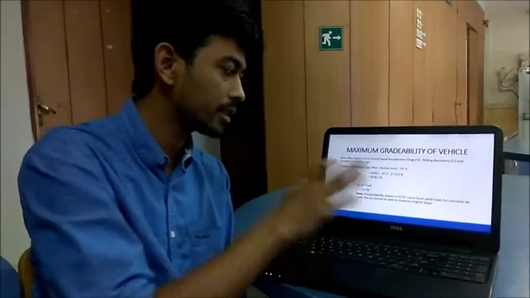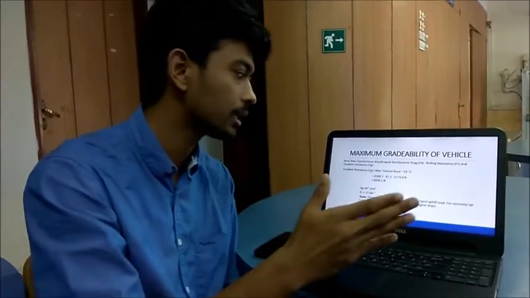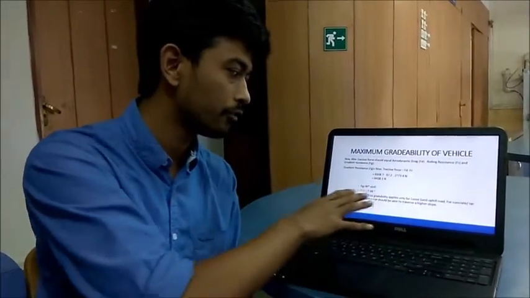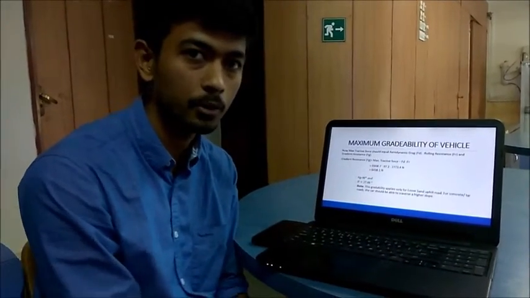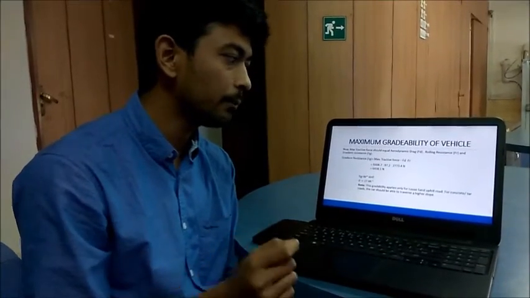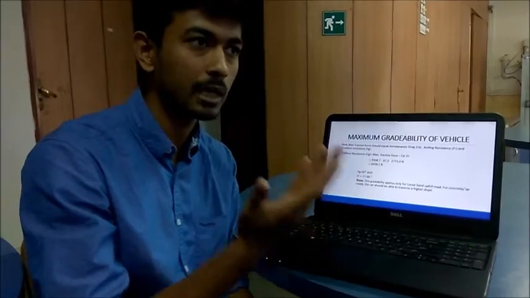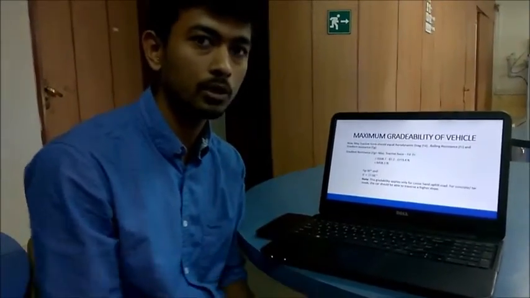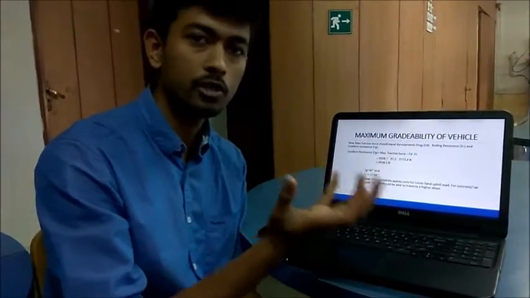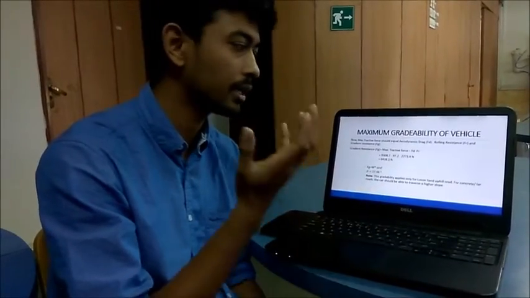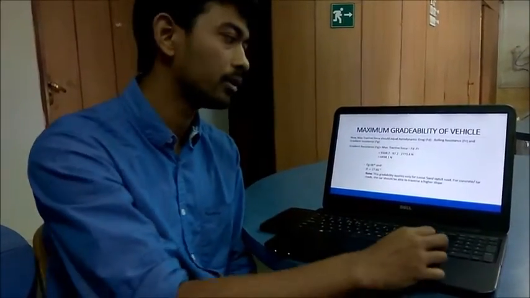And from that, since we know that it is basically the sine theta component of the vehicle weight, we find that the gradability of the vehicle is 27.66 degree. Now, it is very important to note that we have assumed CRR to be 0.2, which is not the case for most uphill driving, where the roads should be in good condition and the coefficient of rolling resistance should be much lower, say around 0.05, 0.02.